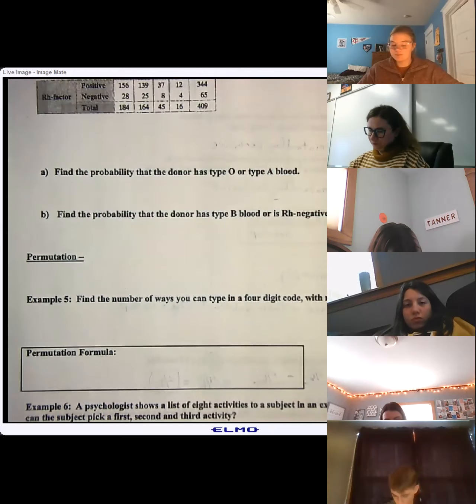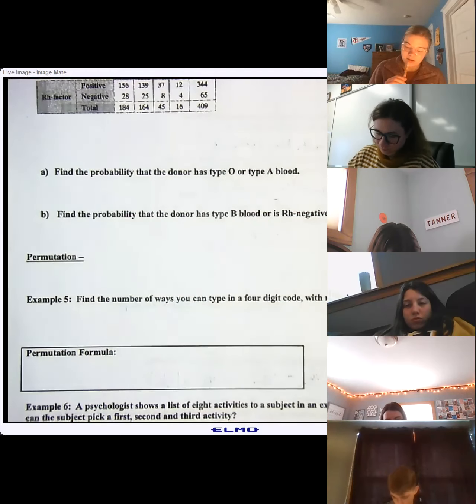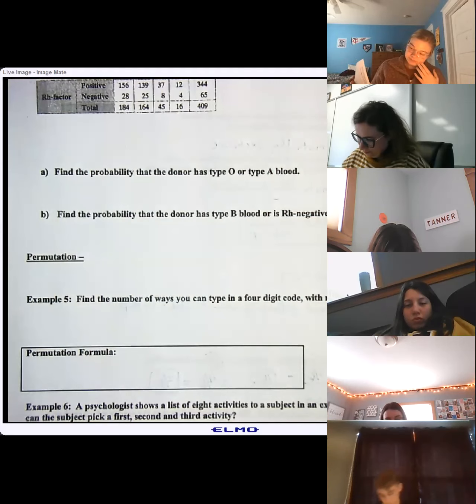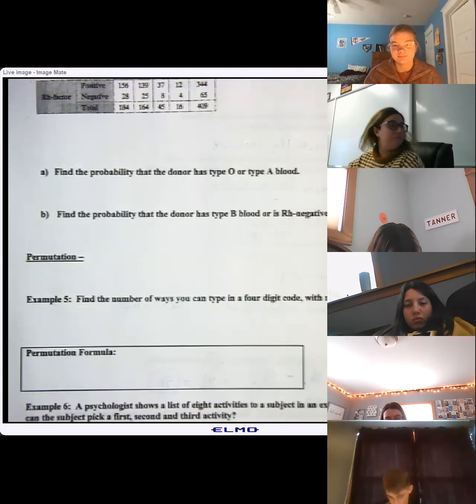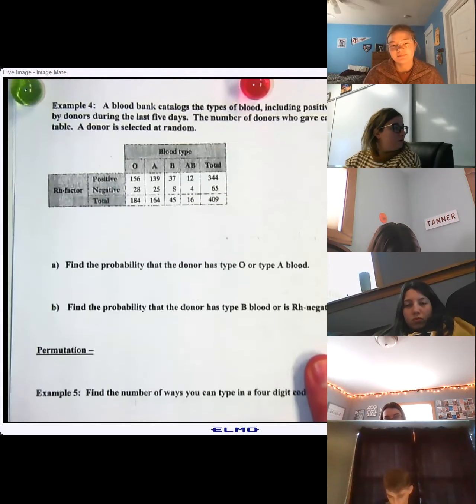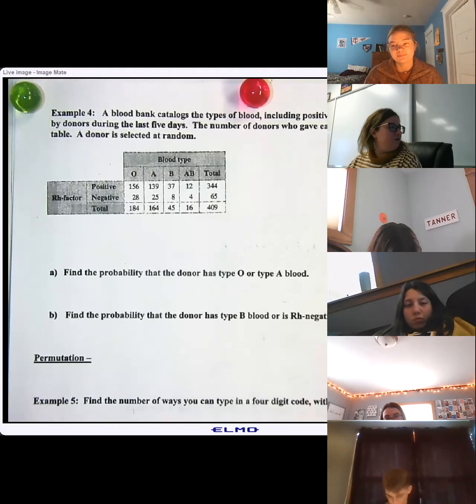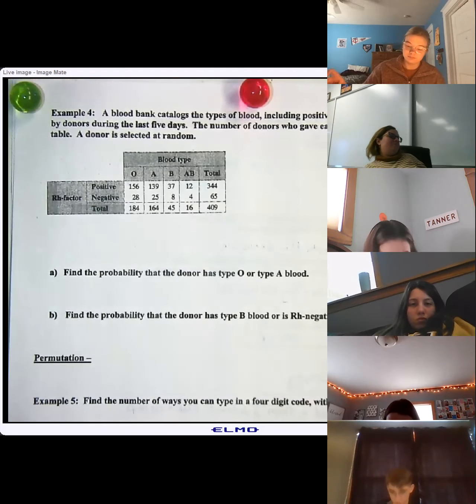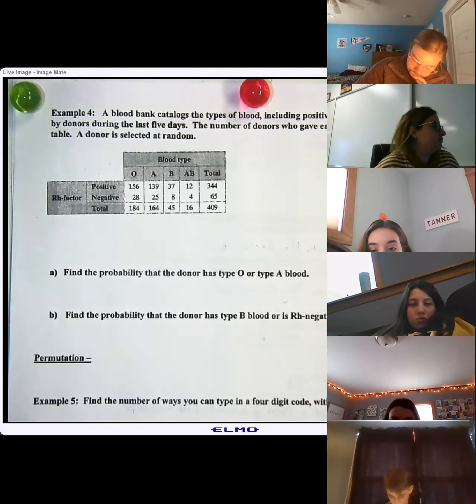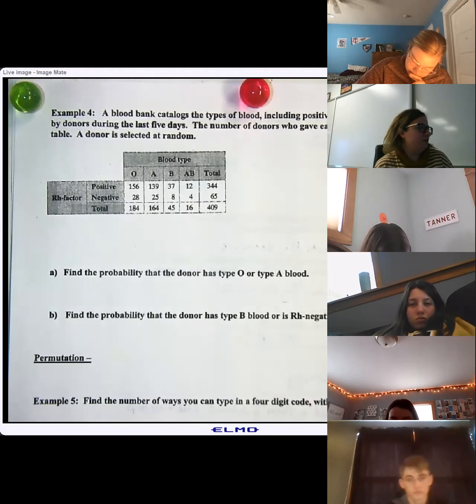Okay. This was Mitchell and Megan. All right, so why don't I just see if you guys can do this on your own? A blood bank catalogs the types of blood, including positive or negative, its RH factor, given by donors in the last 5 days. The number of donors who give each blood type is shown below.